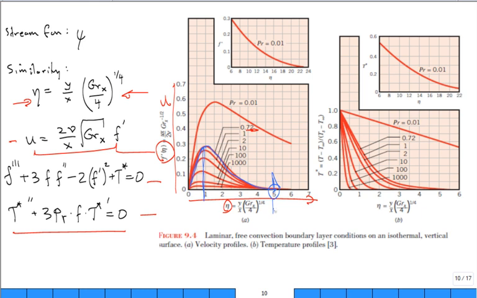And the temperature profile, the same thing. Pick up on the Prandtl number of about 0.72, go like this, and it goes dramatically up to the wall. Far away, the dimensionless temperature ratio goes to 0.